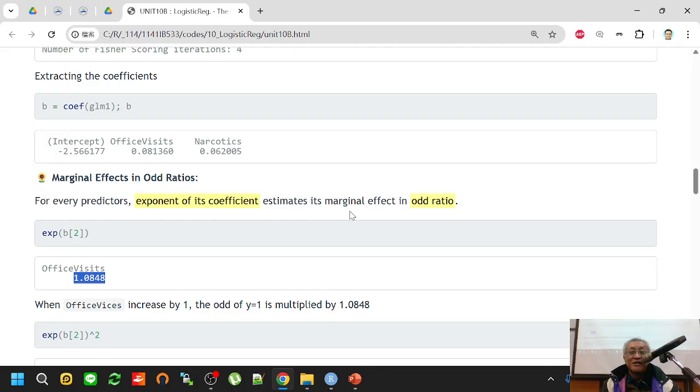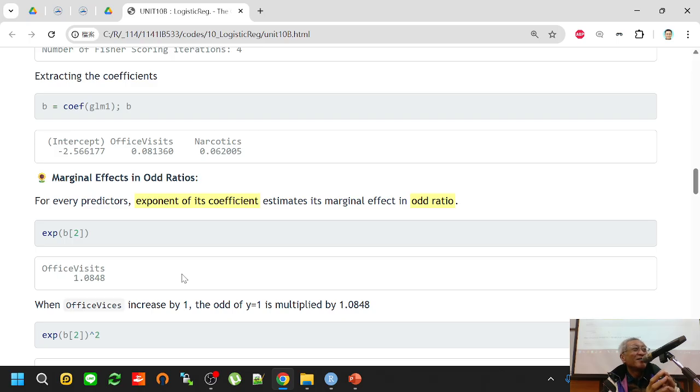of marginal effect. Okay? So when office visit is increased by 1, the odds of y equal to 1 will be multiplied by 1.0848. Okay? So it's no longer increment, it's no longer addition, it's multiplication. And it's no longer the value of y, it's actually talking about the odds of y equal to 1.